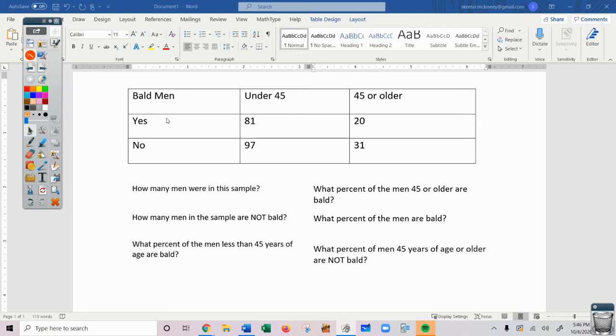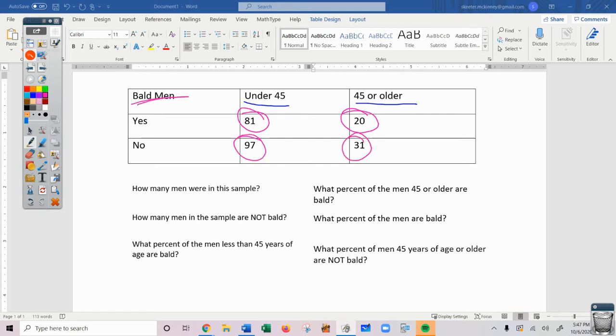So here we're looking at men who are under 45, or men who are 45 or older. And then we can interpret some information from this frequency table. The first question asks us, how many men were in this sample? If we want to know how many men were in this sample, we simply need to total up how many men were surveyed.